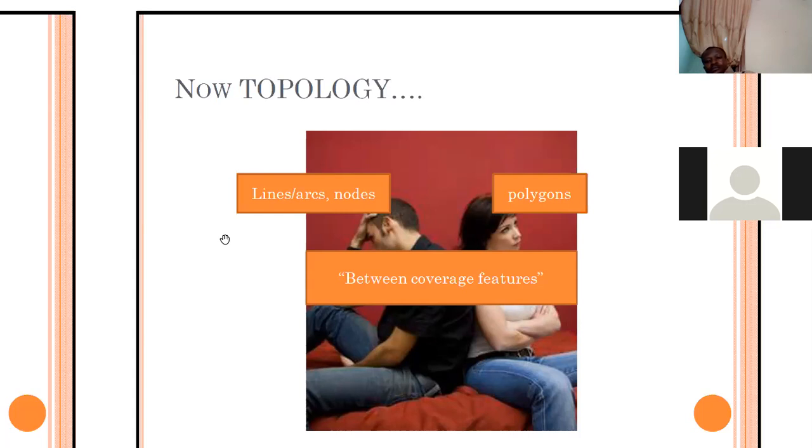Hello, sir. Sir, please, can you go further with the raster and the vector? We haven't reached there yet. But okay, sir, okay.